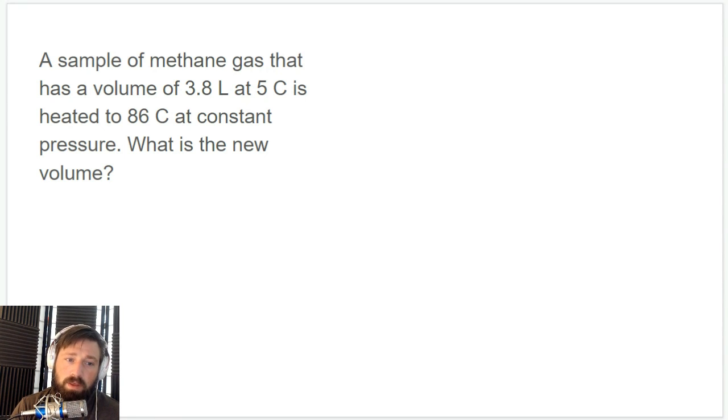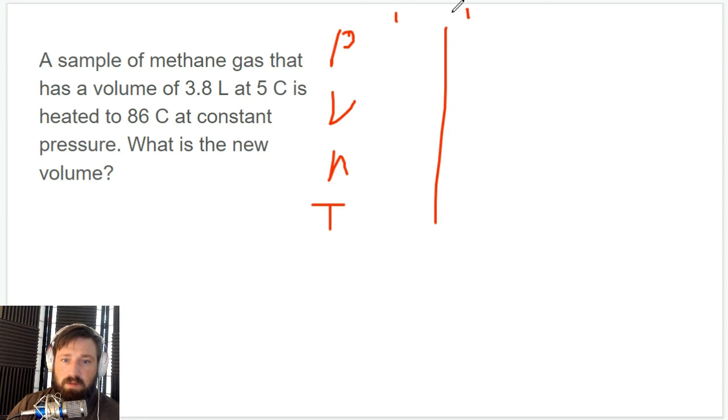The other thing that you might want to think about doing is separating out your states. Make sure that you have kind of a before scenario and then an after scenario, and label P1, P2, things like that. One thing you might want to try is actually making a little chart. So P, V, N, T, and then having state 1, state 2. If you do that, you should be able to go through and say, okay, volume is 3.8 here. And oh, what's the new volume? So I know this is going to be my X. This is going to be the thing I'm looking for.